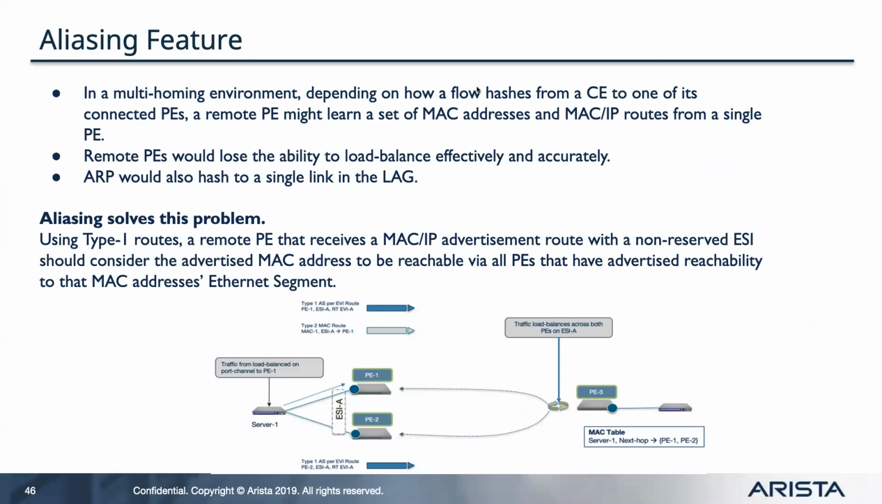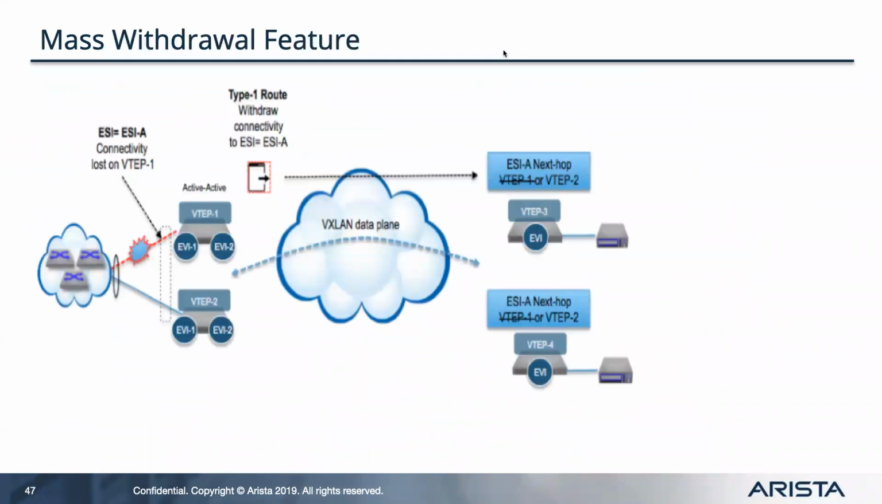Okay. So let's quickly go through another one, right? The other problem type 1 is solving, that is the mass withdrawal feature, right? Now let's understand what that is. Let's say there are 100 hosts. There is an L2 switch in between, behind this port channel, correct? This port channel, let's say 10. You have 100 hosts.